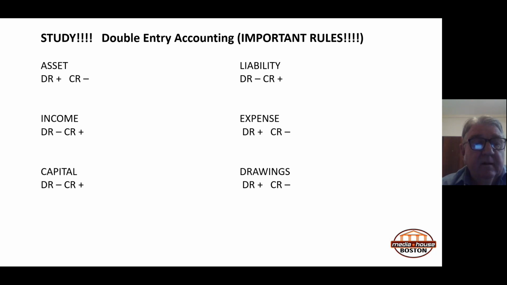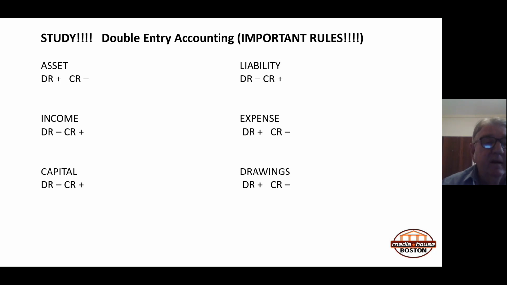Okay, capital, that is the money that the owners put into the business. Again, let's assume a shareholder puts 100 Rand into the business. We know that if it comes into your bank, you're going to debit your bank. So that means we've got to credit our capital account. We credit the capital, but that means the capital increases.